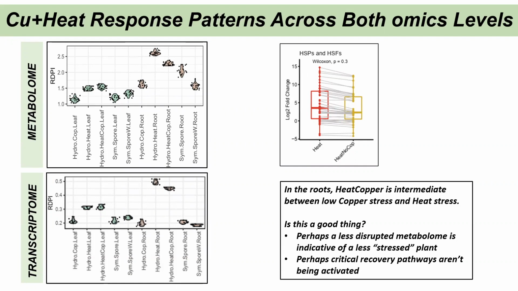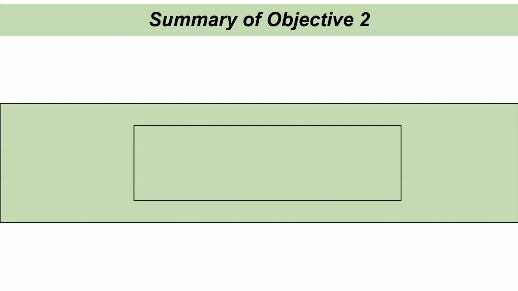So we're not sure if this is a good thing. I mean, it might be a good thing. Perhaps a less disrupted metabolome and transcriptome is indicative of a less stressed plant. Yet, perhaps critical recovery pathways aren't being activated. And since we haven't studied the recovery of these plants after the stress, we can't say which one it is, but it is definitely an interesting phenomenon.